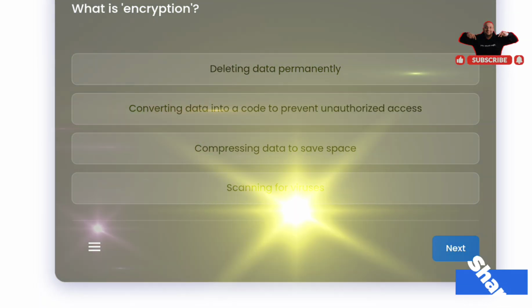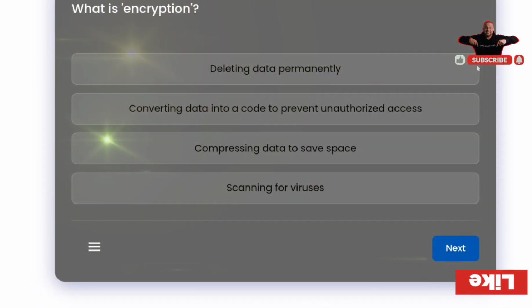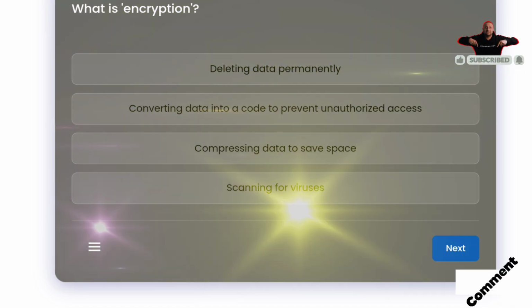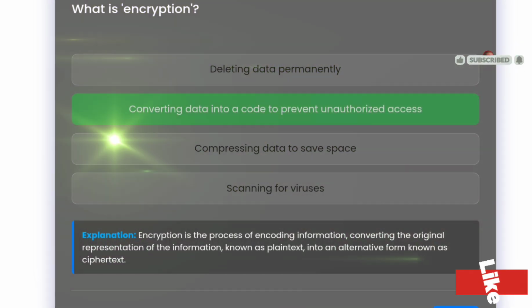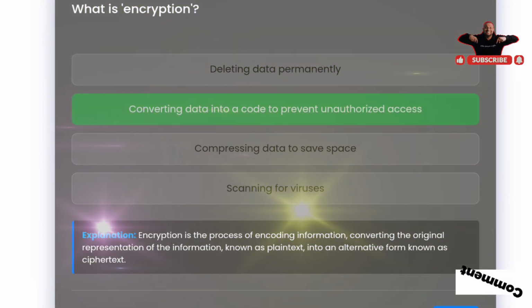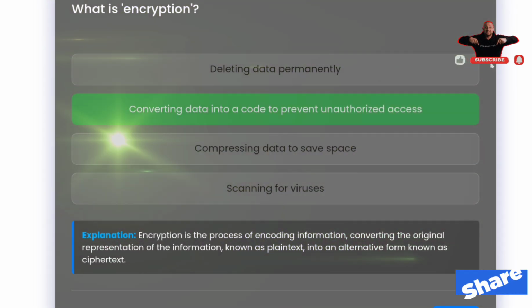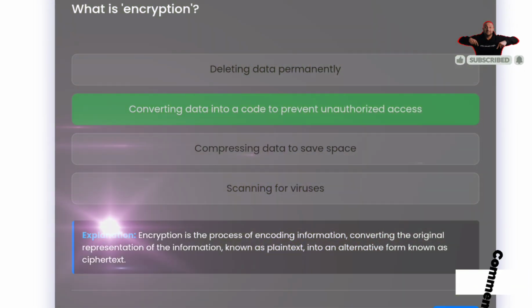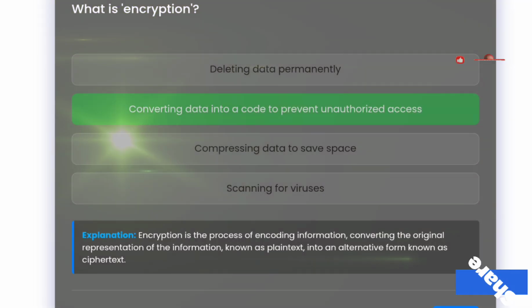Next question: what is encryption? वो होता है converting data into a code to prevent unauthorized access. उनका मतलब होता है encryption.